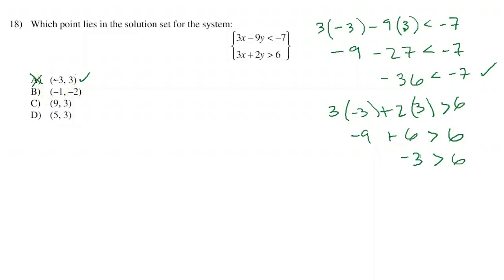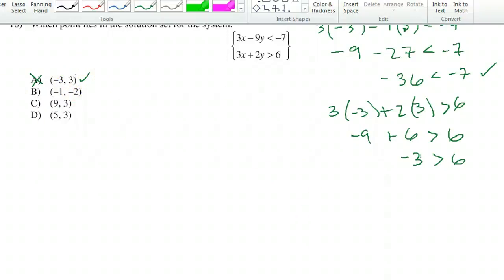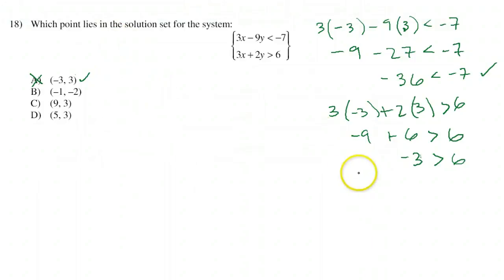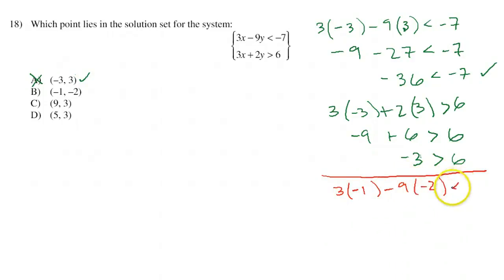So let's try B now. I want to plug in negative 1, negative 2. So if I try this one out, I'll do this in a different color. Let's put it down here on the bottom. So I'm going to have 3 times x, which is minus 1, minus 9 times negative 2 is less than negative 7. And I get minus 3 plus 18 is less than negative 7.